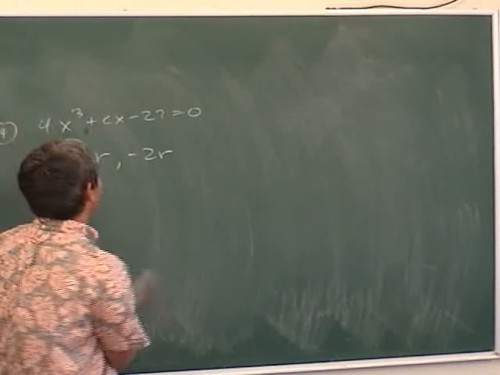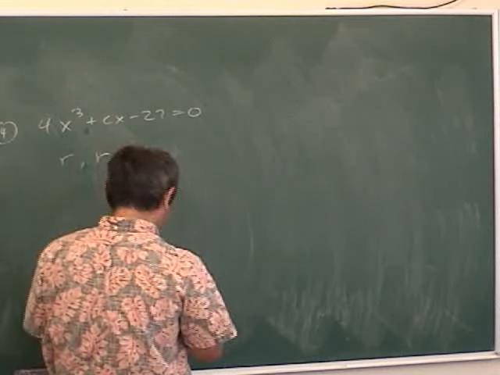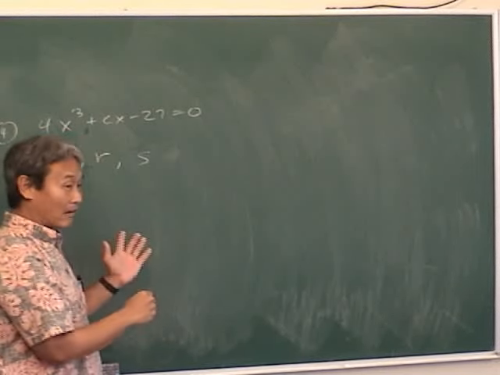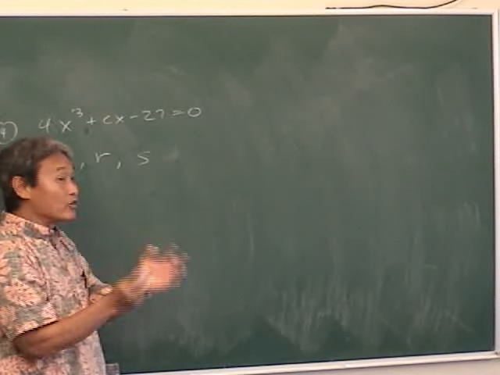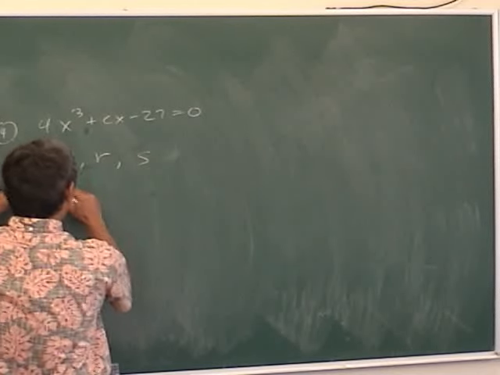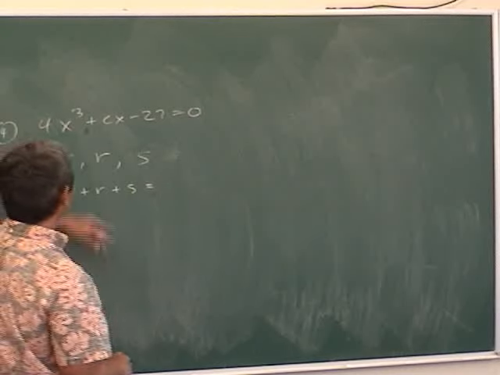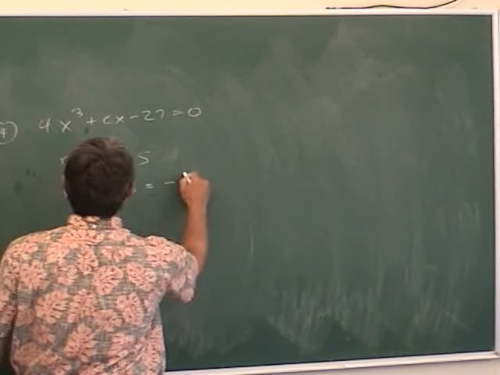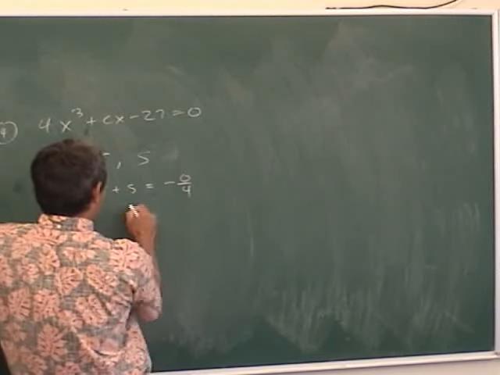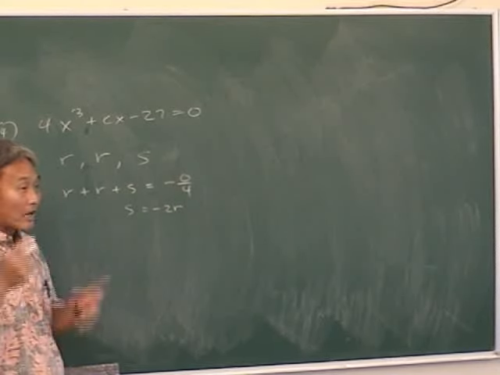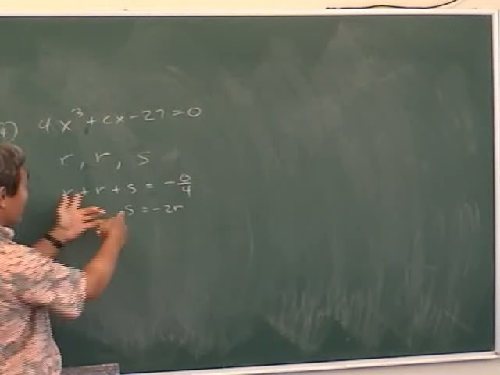Okay, let's pretend we don't know anything. Let's call them r and s then. Now you do the thing we did last chapter. If I add up the three roots of a cubic equation, you will get negative b over a, so negative 0 over 4. So doesn't that mean s equals negative 2r already? See, if you can do that in your head, that saves a step. But you don't have to, you can just do this.